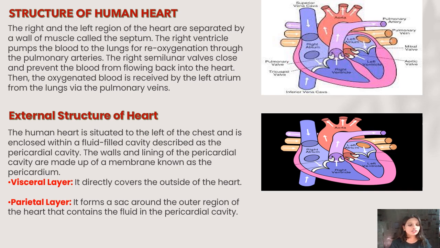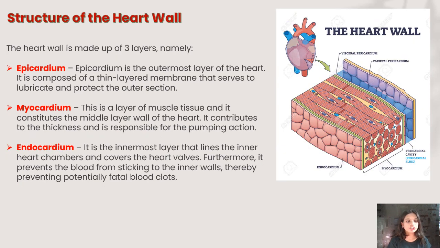And external structure of the heart. The human heart is situated to the left of the chest and is enclosed within a fluid-filled cavity described as the pericardial cavity. The walls and lining of the pericardial cavity are made up of a membrane known as the pericardium. There are two layers: the visceral layer and the parietal layer. The visceral layer directly covers the outside of the heart. The parietal layer forms a sac around the outer region of the heart that contains the fluid in the pericardial cavity.